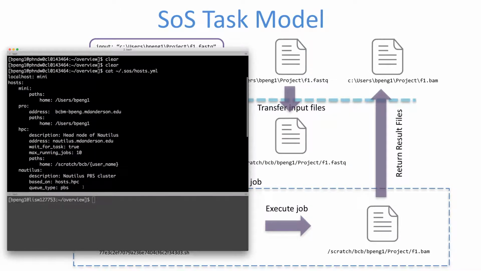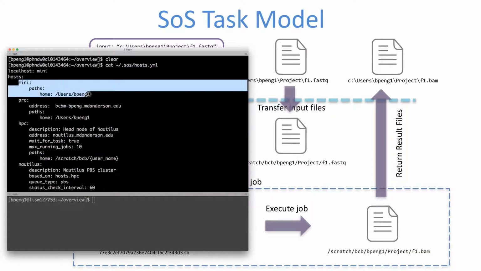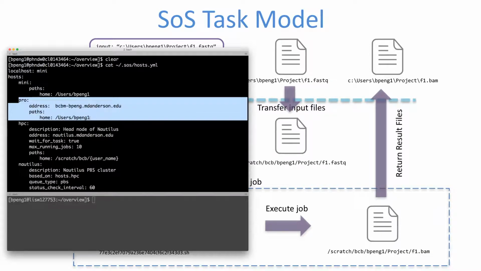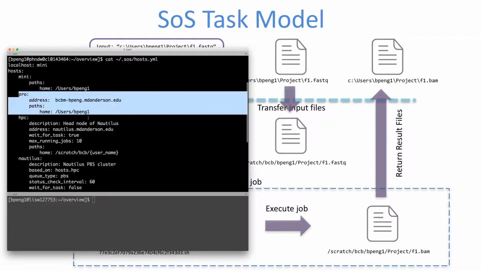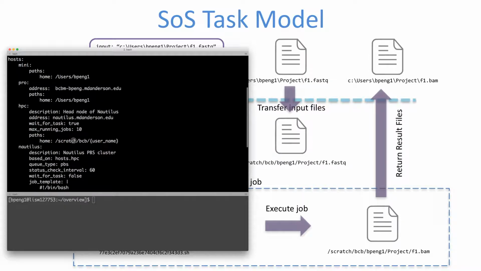You can see that in this file, you define a local host, which is your desktop, and then define several hosts. Depending on the type of the host, it can be very simple because this is the local host, very easy. This remote host is just a remote execution of tasks, nothing fancy. And this is HPC. It says it runs tasks, and then there are different paths here.